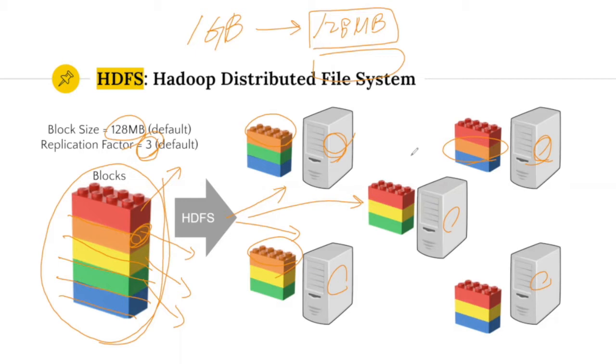Similarly, we have the red block. In case of the red block, we have it over here, here, and here. So we have a total of 3. In case of the blue block, again, we have it here, here, and here. So they are replicated multiple times and then distributed across data nodes. Okay, so that's what's happening in the Hadoop distributed file system.